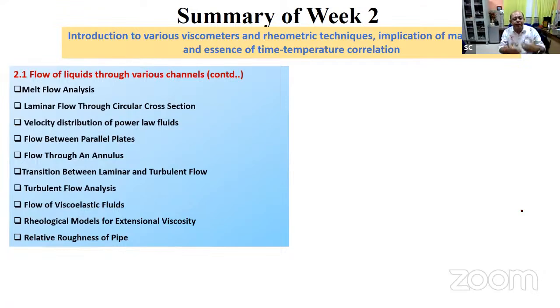Now, coming back to where we were: the flow of liquids in various channels. As I told you, in melt flow analysis you have to analyze every frame and compute the average velocity, for example the instantaneous velocity. For example, laminar flow through a circular cross section and its velocity distribution.